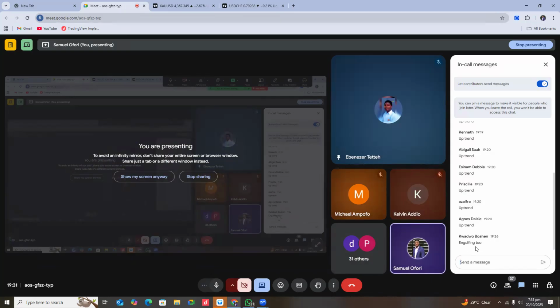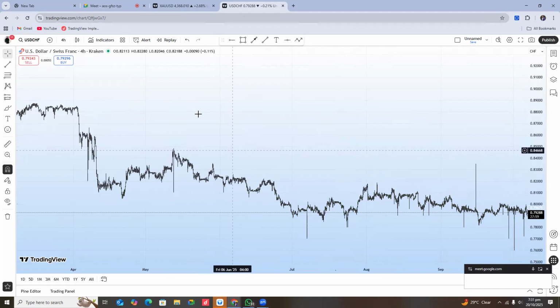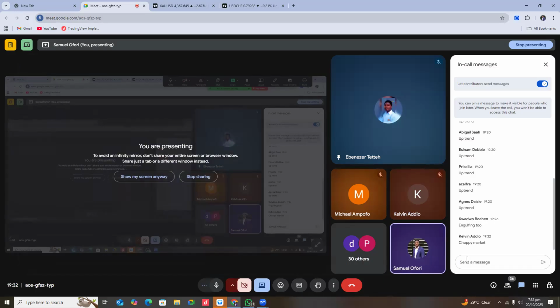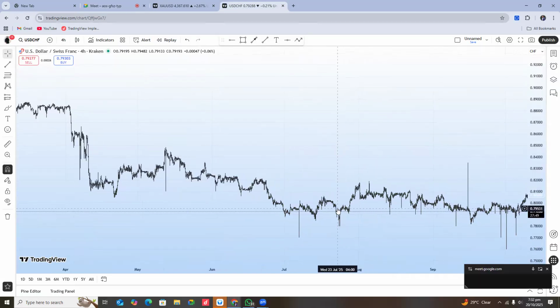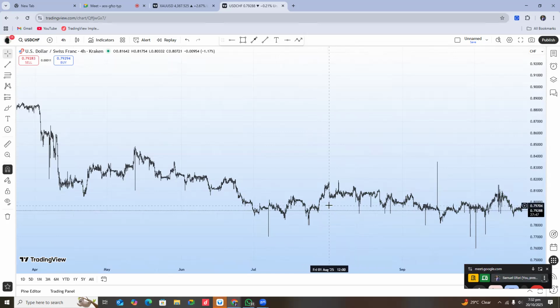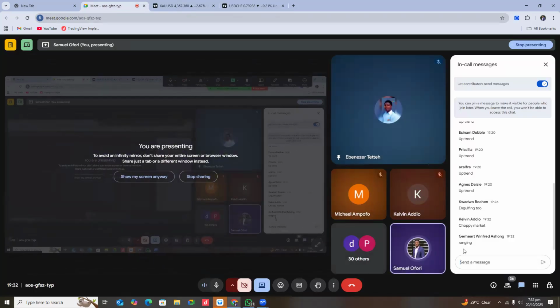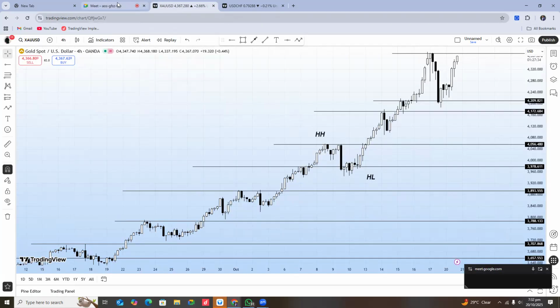Okay, so Kojo was confirming something. What's the trend of this market? So we can continue. I don't believe you started. Okay, Kelvin is saying that it's a choppy market. Interesting. Okay. Anybody with a different view? Someone is also saying it's a ranging market. Okay. All right. That is nice.